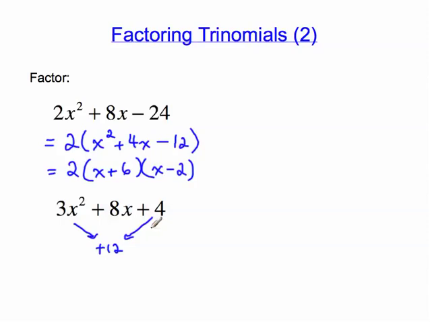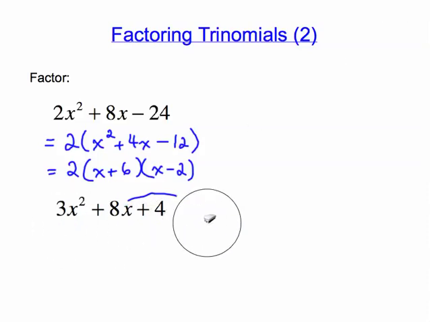Whereas previously we were looking for numbers that multiplied to the last term, now in this kind of trinomial, where there's a number here, we need to look for numbers that multiply to the product of the first coefficient and the last term. So instead of just multiplying to 4, which is the last term, we need to hunt for numbers that multiply to positive 12. The numbers we find still have to add to the middle term. That's similar to the method we looked at before. So we're looking for numbers that multiply to 12 and add to 8.